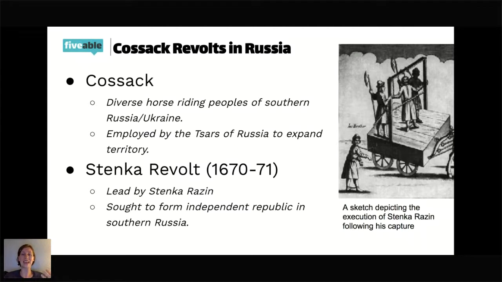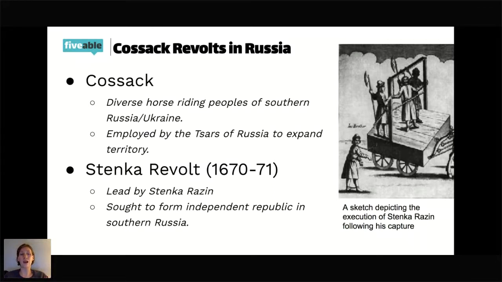But they themselves didn't necessarily want to be part of this expanding Russian Empire. They didn't want to be under the authority of these Russian czars. And so we see in the 1670s the Stenka revolt, and there are actually a number of Cossack revolts, but this one in particular sought to form an independent republic in southern Russia.